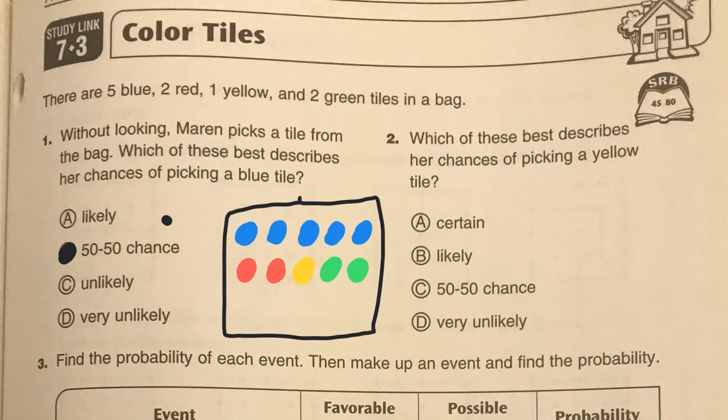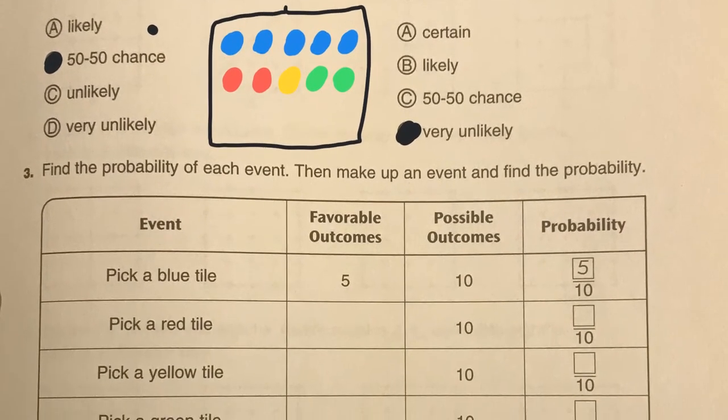And what are the chances of picking yellow is the next question. Well, there's only 1 out of 10 is yellow. So certain means it is 100%, definitely not that, not likely, not 50-50. Probably for yellow, it's going to be very unlikely that you pick a yellow. Then we're going to break it down further here.